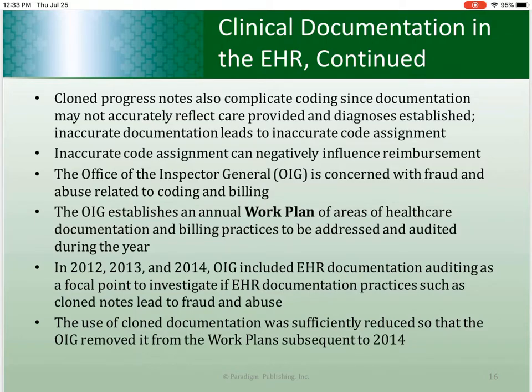The OIG establishes an annual work plan of areas of health documentation and billing practices to be addressed and audited during the year. The goals of the OIG are to ensure that healthcare organizations maintain accurate coding and billing records and that documentation is accurate and consistent throughout the health records. Because of initial problems with clone documentation in the early years of the EHR implementation, the OIG included clone documentation as a focus area in the 2012, 2013, and 2014 work plans. The use of clone documentation was sufficiently reduced so that the OIG removed it from the work plans after 2014.